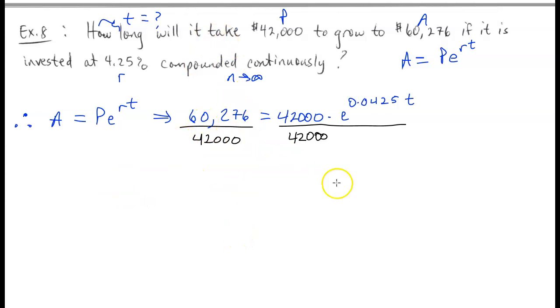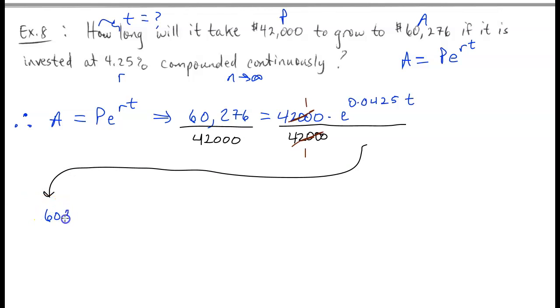And so for that one, I'm just going to keep this number as this fraction here and carry it all the way to the end, because I really don't feel like trying to figure out what that actually is. So if we do that, and here what this means, if we just keep on going, is that we have 60,276 divided by 42,000, e raised to the 0.0425t.